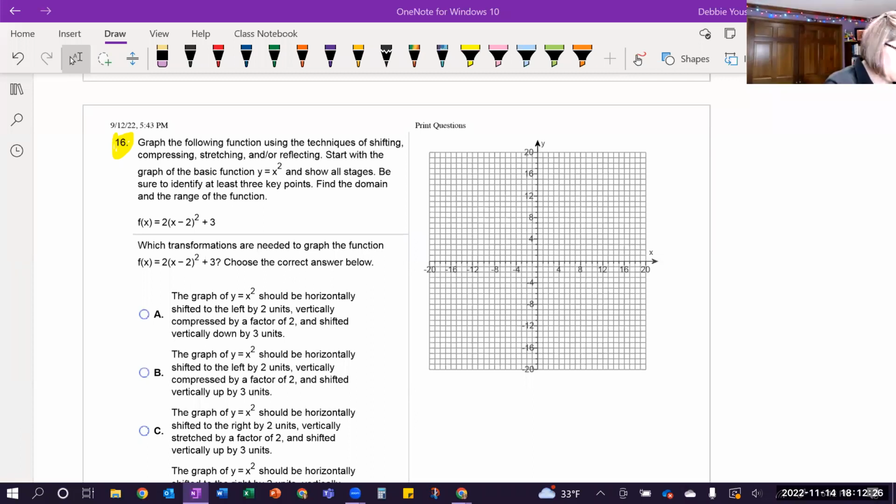All right, so number 16. It says to graph the following function using techniques of shifting, compressing, stretching, and reflecting. There's a whole bunch of rules for all of those things, so you can refer either to your notes or your study guide or the module week where you learned about that. This one function might not use all of those, but I'll try to talk as much as I can about that. It says start with the basic function of y equals x squared and show all stages. Be sure to identify at least 3 key points.